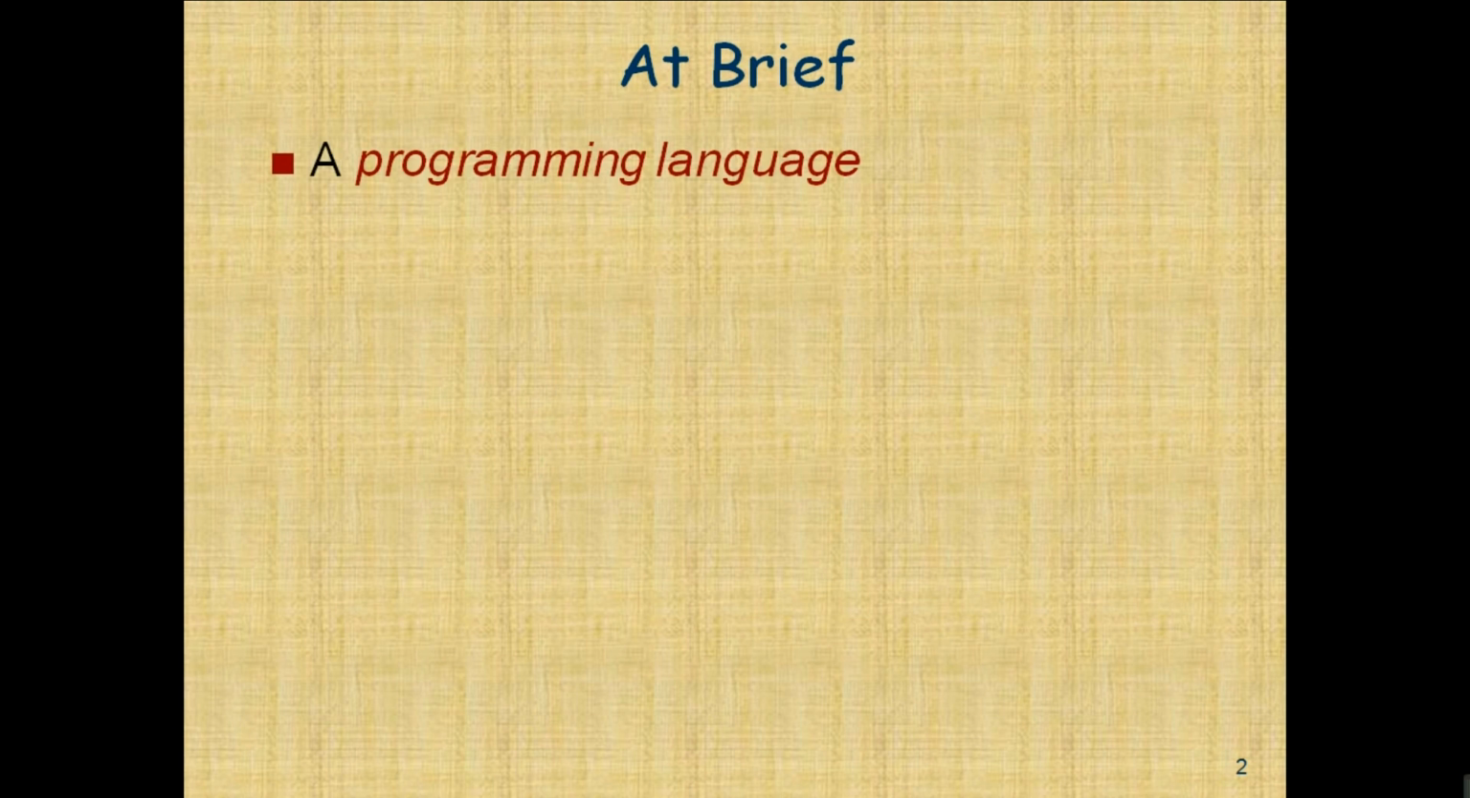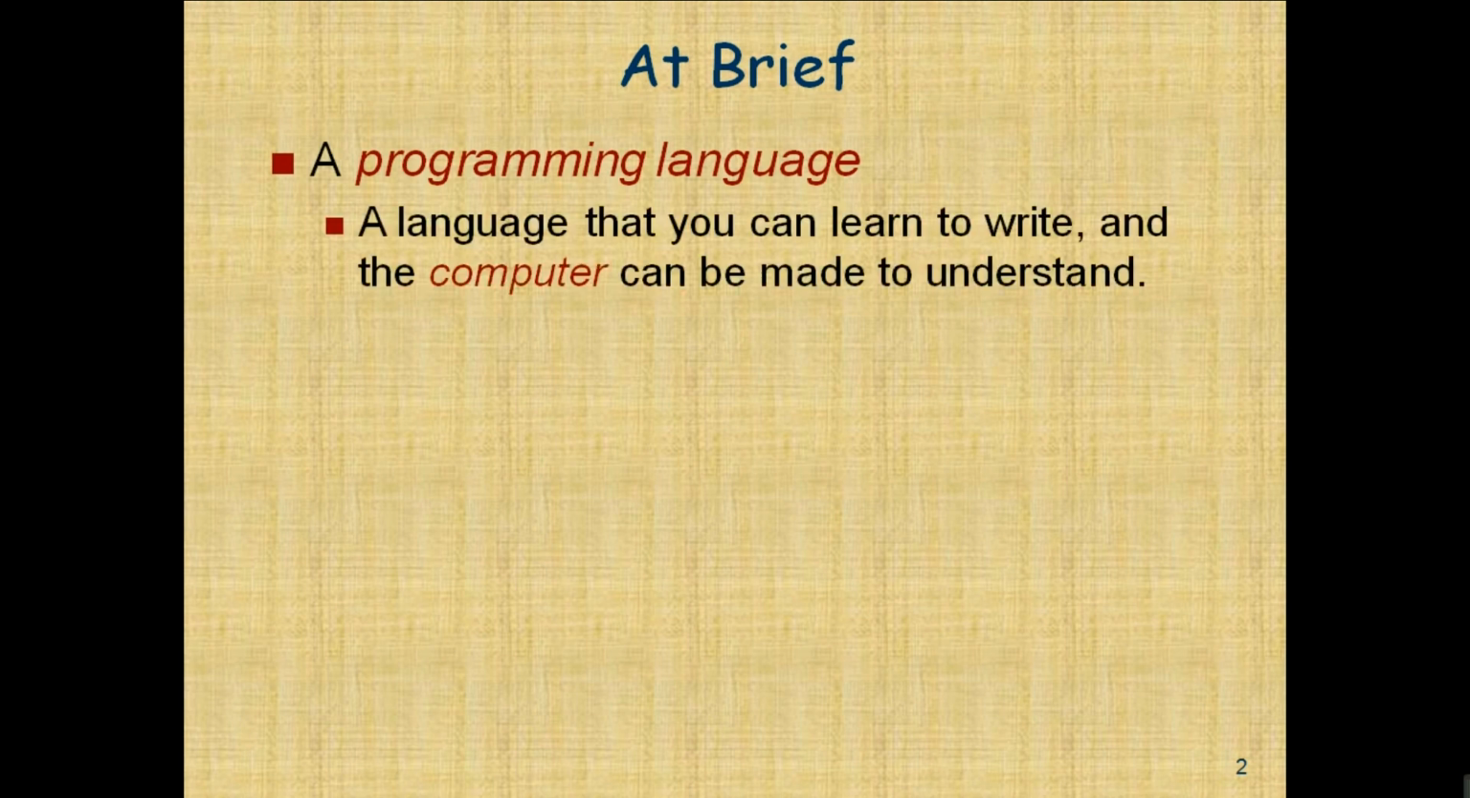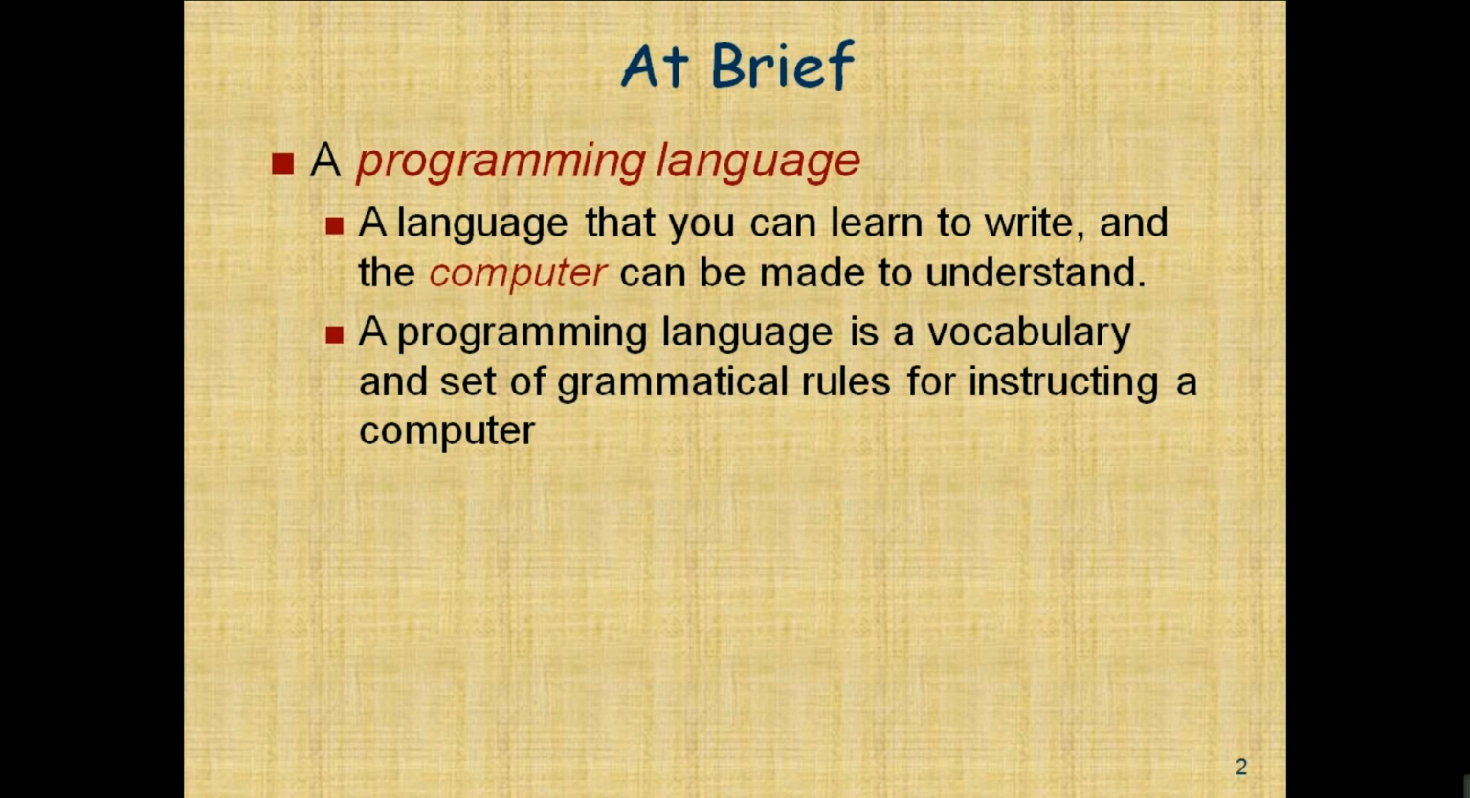In brief, what do we mean by a programming language? A programming language is something you can learn to write, and the computer can be made to understand. In other words, a programming language is a vocabulary and set of grammatical rules for instructing a computer. As a summary, there are many languages available in the market like C, C++, Java, C Sharp, COBOL, Pascal, etc. All these languages evolved to perform a set of operations according to their specifications and design. A programming language is a vocabulary, mostly from the English language, and a set of grammatical rules for instructing a computer to perform specific operations.